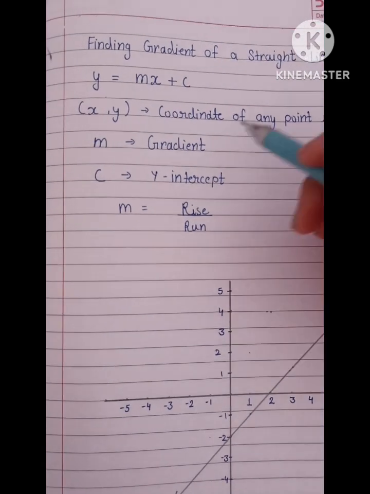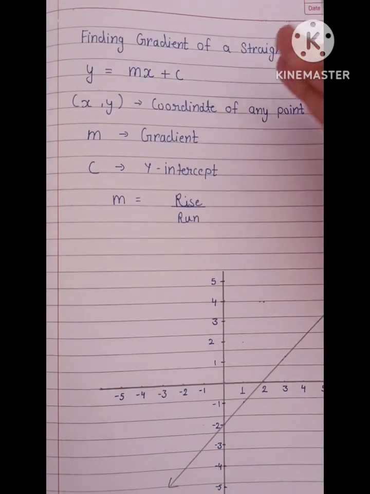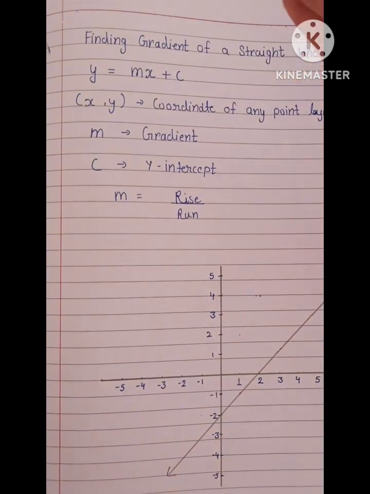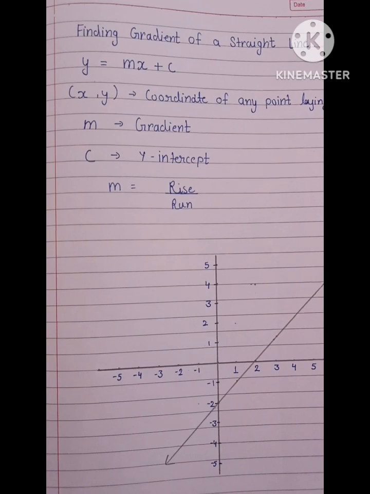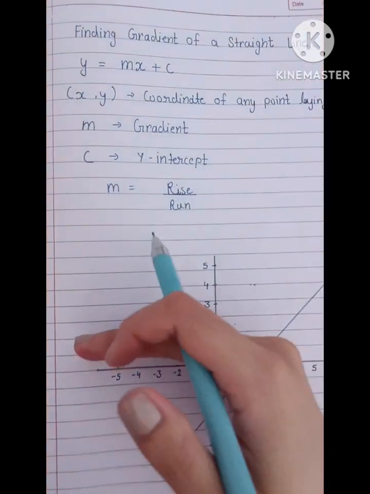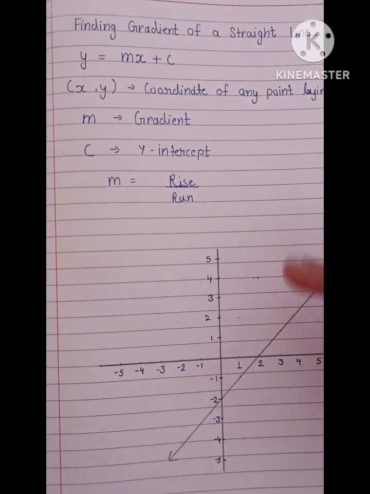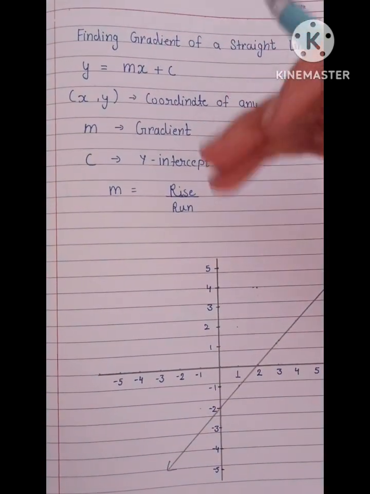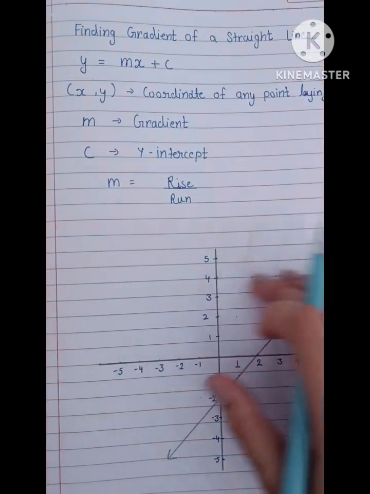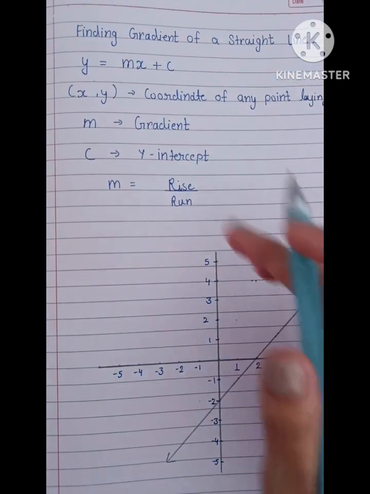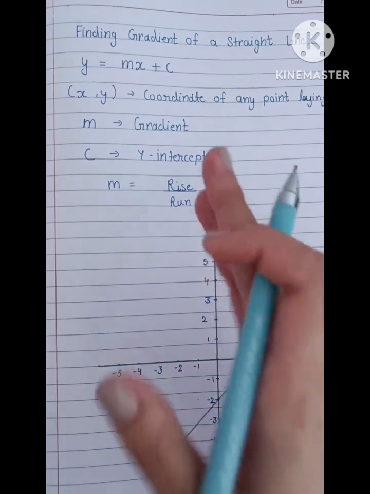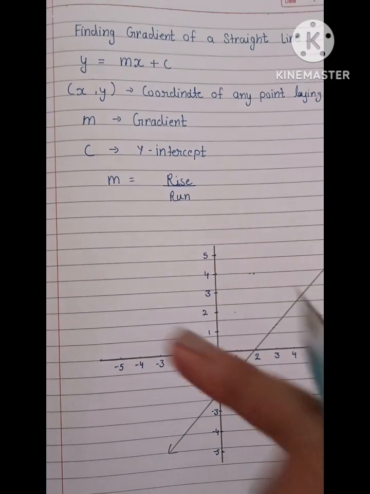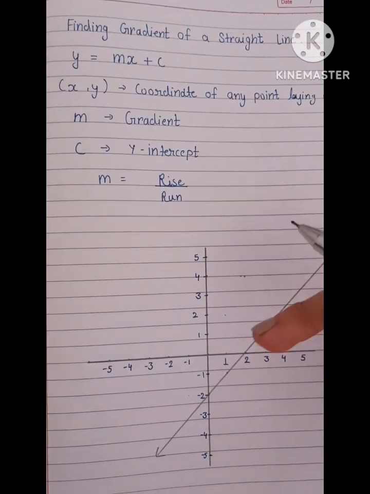Now let us discuss gradient. Gradient means the steepness or the slope of a line. If you want to find the steepness, you require two things, the vertical and the horizontal distance. The vertical distance is also known as the rise, meaning how high the line is, and the run means the horizontal distance. Rise and run. Definitely the rise belongs to the y-axis, and the run belongs to the x-axis.